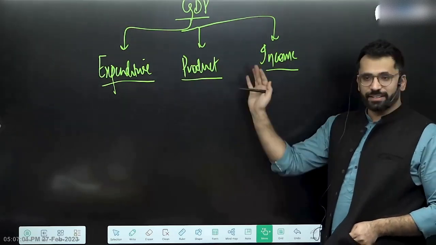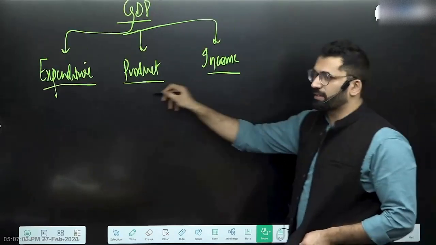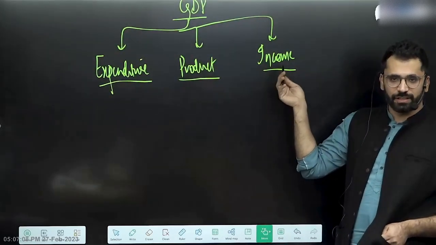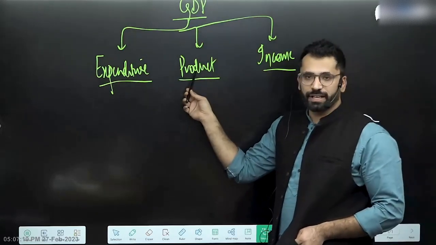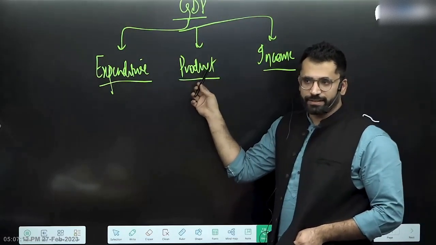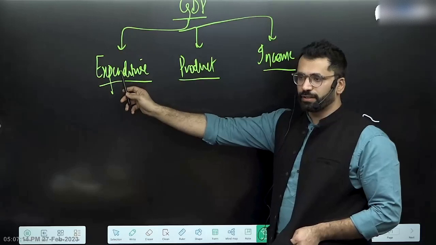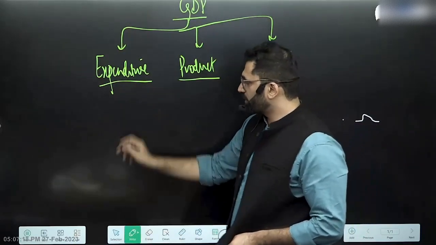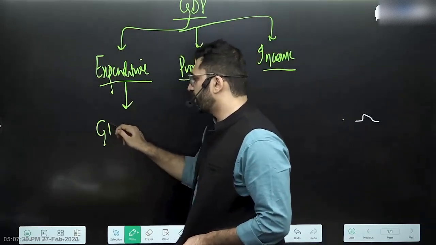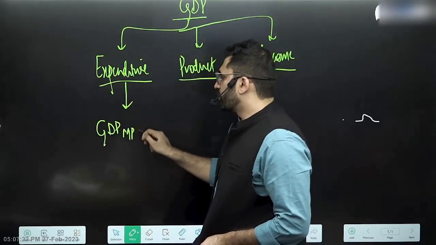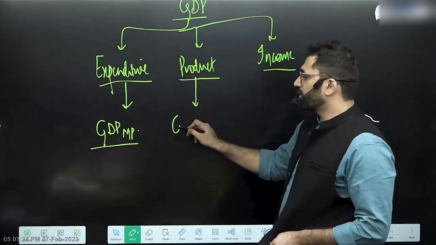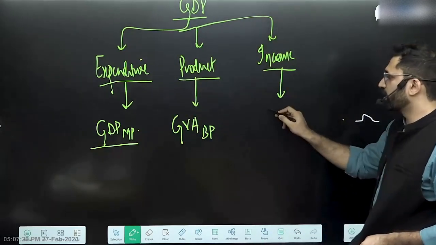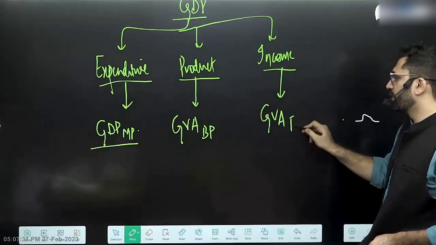So basically the broad difference between the 3 is at the stages at which we are calculating. One we are calculating at the factory level, that is at factor cost. One we are calculating at the factory gate, that is at basic price, and one we are calculating in the market. So expenditure, everything happens in the market. This is why we say the expenditure method will give us GDP at market price. The product method gives us the gross value added at basic price, and the income method the gross value added at factor cost.